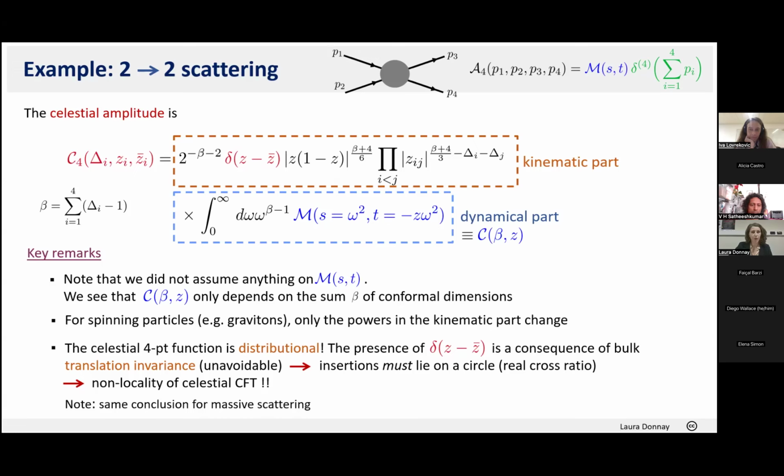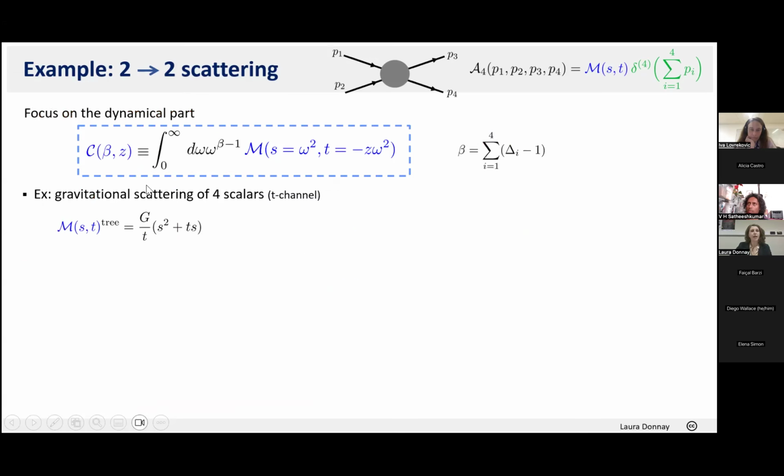Now I want to tell you a little bit more about this blue piece here by taking a simple example, to see that there is also some fundamental feature of celestial amplitudes. We can learn from that by looking at the following example. Let's look at a gravitational scattering of four scalars. Okay, so we have four massless scalars which interact through gravitational scattering, and I'm just going to focus on tree level for now.